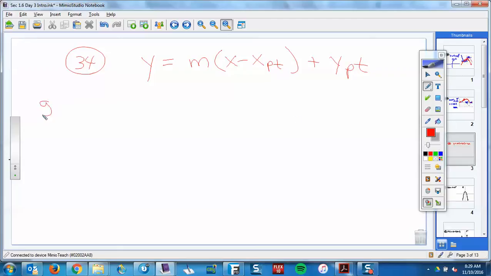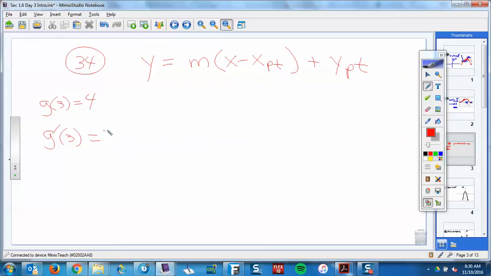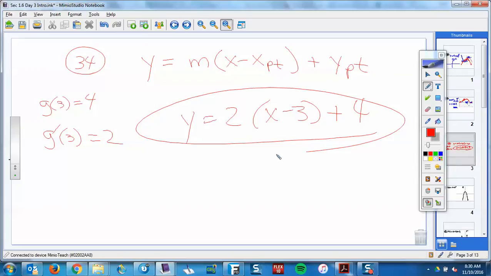So at the point 3, 4, g of 3 equals 4. So what did they just give me there? A point. And so, you know what? I'm going to quit using m. The heck with m. Well, I'll still write out m there, but I'm not going to write m anymore. I want g prime of 3, right? Because that's the slope at 3. What's g prime of 3? Isn't this the g prime graph? At 3, it's 2. So what do I have? y equals 2 times (x minus 3), plus 4. That's it. Isn't that easy?